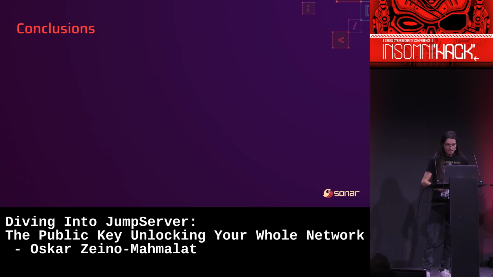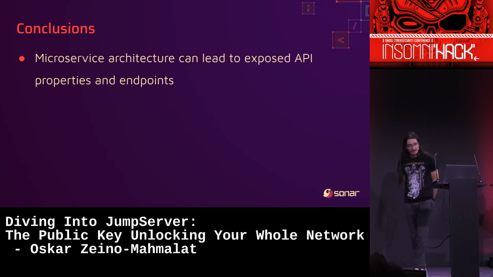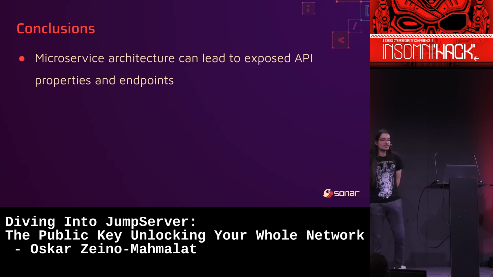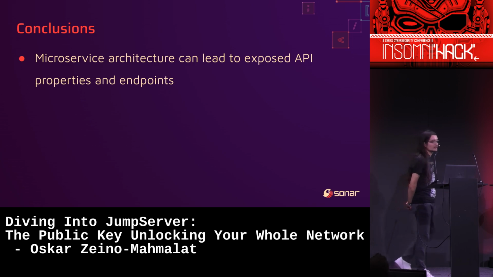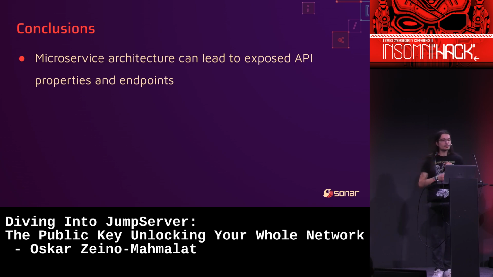Okay, conclusions. We've already seen microservice architecture can lead to exposed API properties and endpoints. So what you should look out for is if authentication is taken care of by only one component, not by the other components, and if authentication only happens for human users but not technical users. So maybe some stuff can slip through there because developers just missed authenticating these extra properties like the remote address or the SSH public key thing.